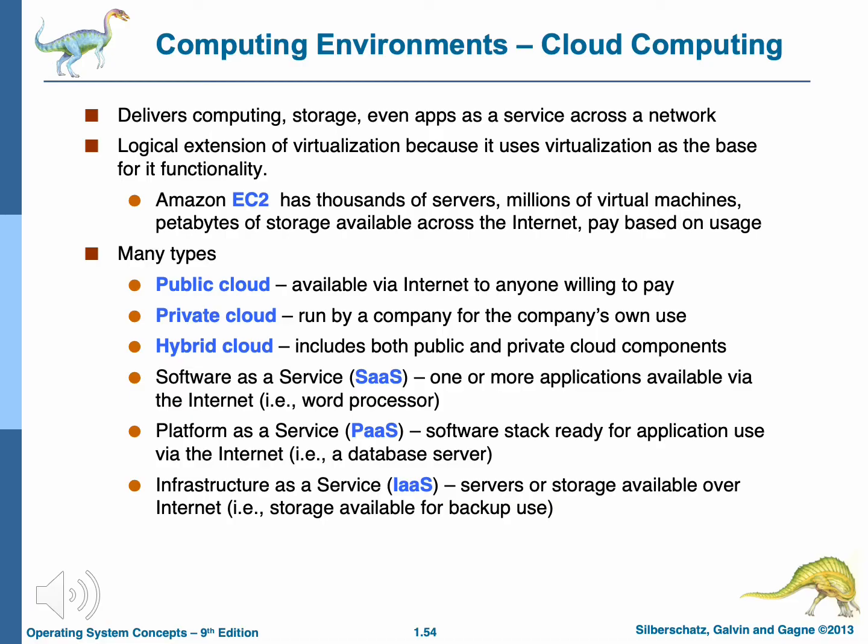Platform as a service, PaaS, a software stack ready for application use via the internet. For example, a database server. Infrastructure as a service, IaaS, servers or storage available over the internet. For example, storage available for making backup copies of production data. These cloud computing types are not discrete, as a cloud computing environment may provide a combination of several types. For example, an organization may provide both SaaS and IaaS as a publicly available service.